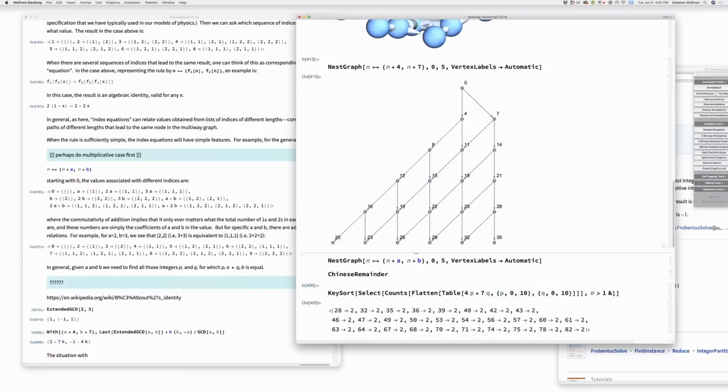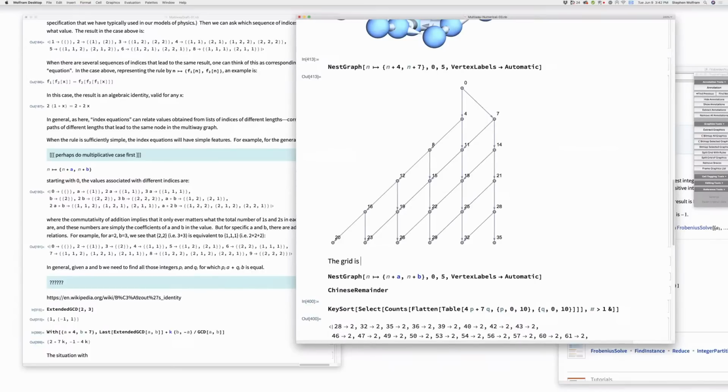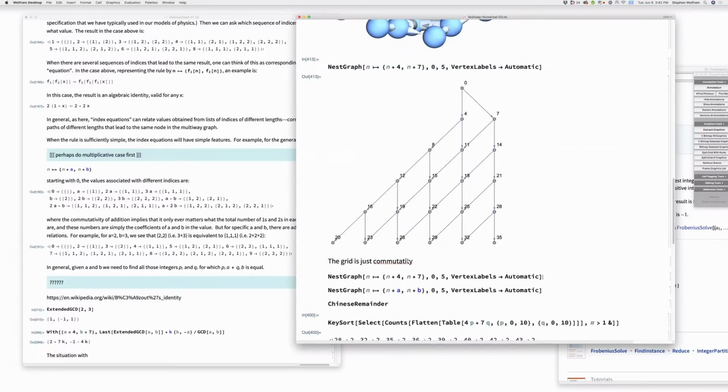Right, and 28 is the first number. 28 at the bottom appears twice. Well, it's just commutativity, right? But then what's going to happen is, if we continue this longer, then what we will see is that the 28 has another, and that's your thing in your twisted commutativity. Let's just use the spell checker.